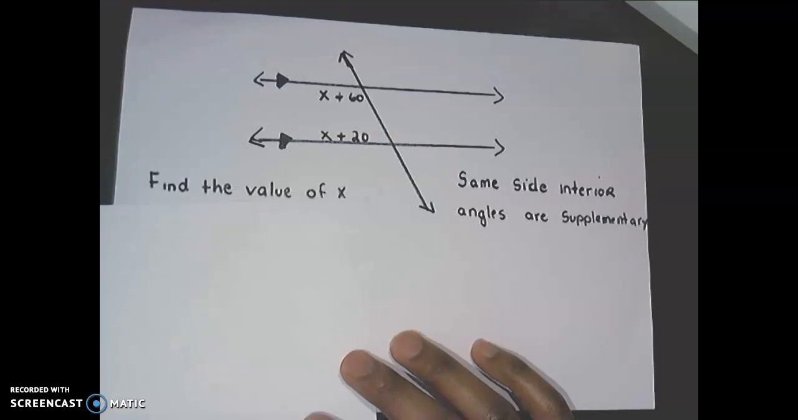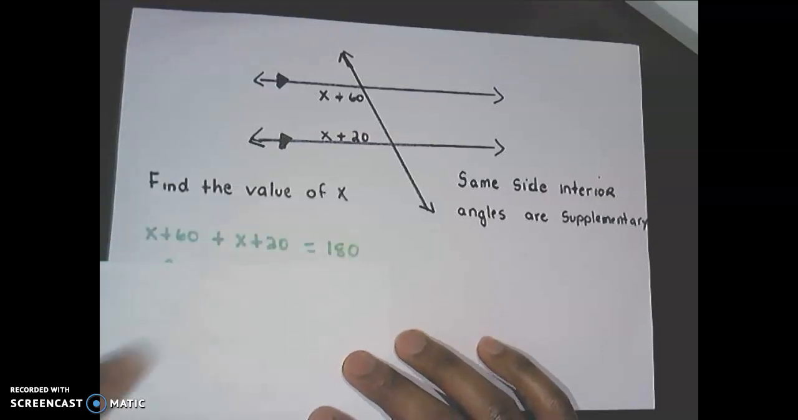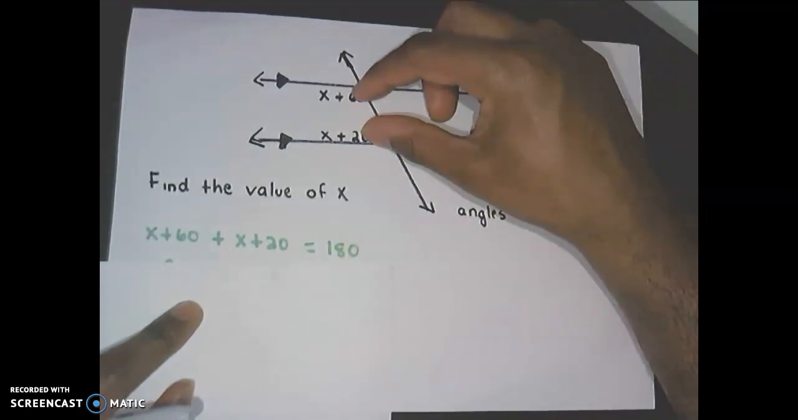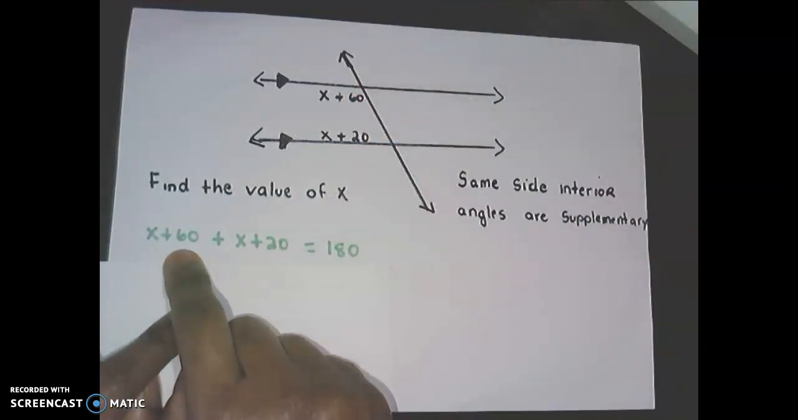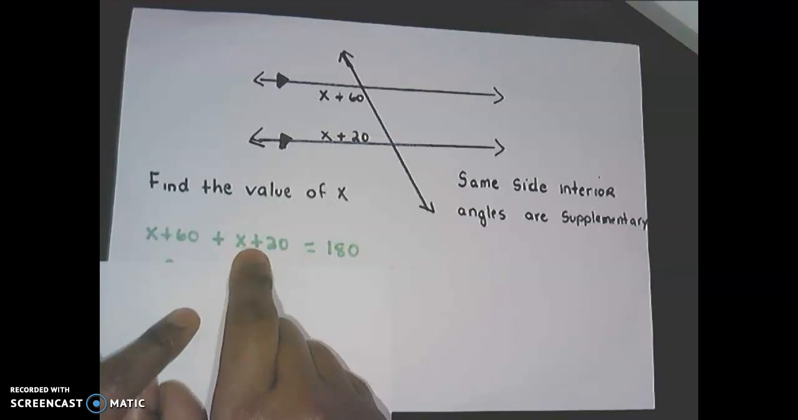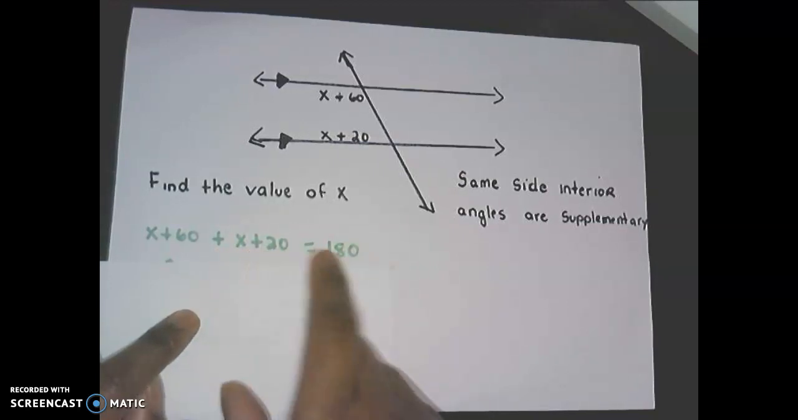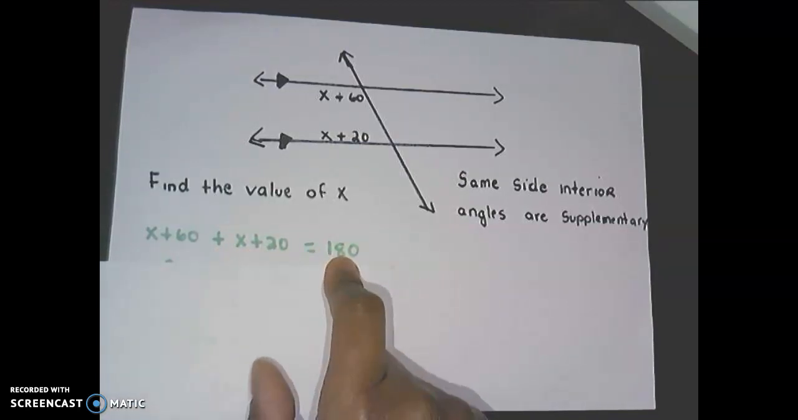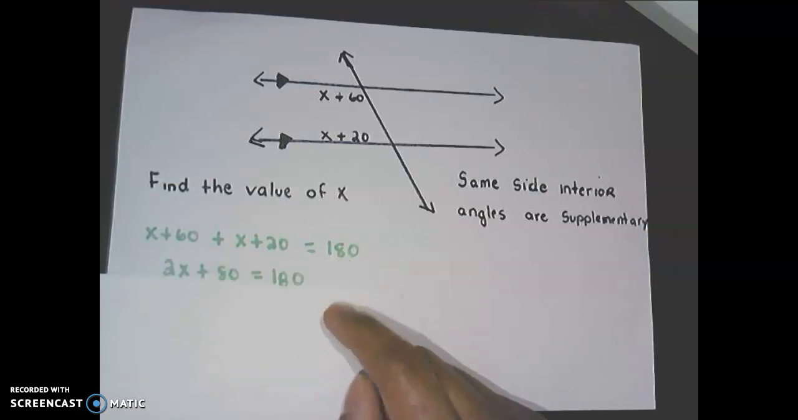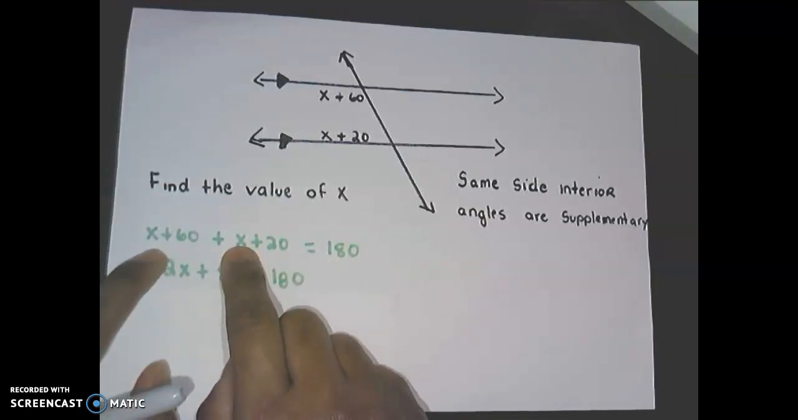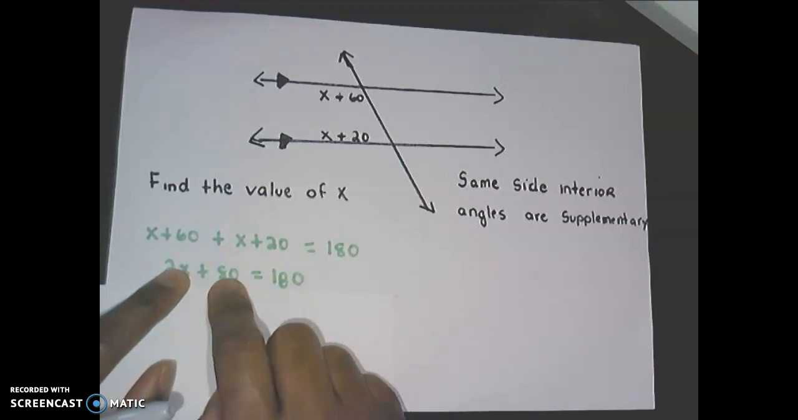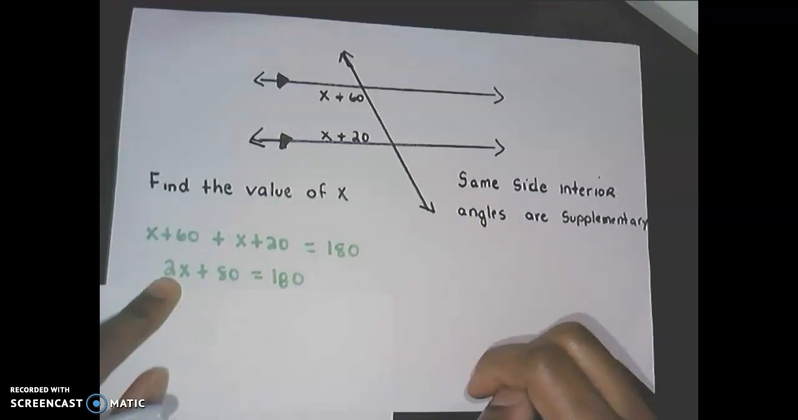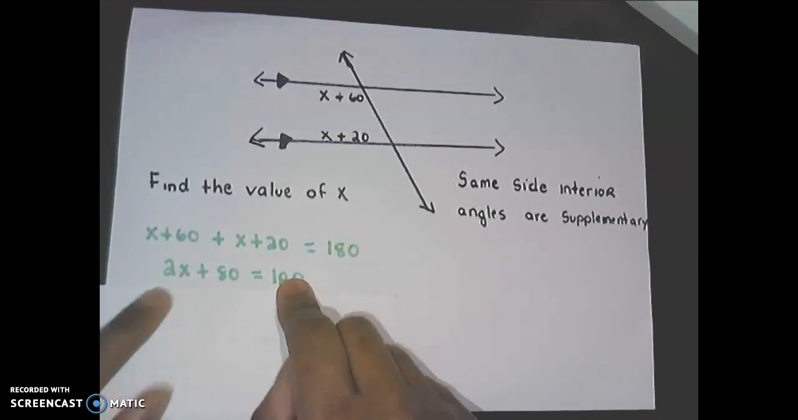So we just need to set up an equation to find x. When I add these two angles up, they have to equal 180. So that's where I get x plus 60 plus x plus 20. When I add them together, they have to be 180. That's what supplementary means. And so how many x's do I have? I have 2 x's, so that gives me 2x. 60 plus 20 is 80, so I get 2x plus 80 is equal to 180.